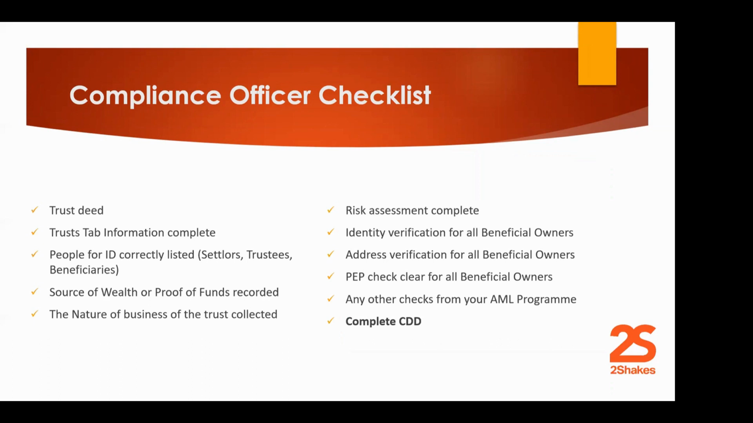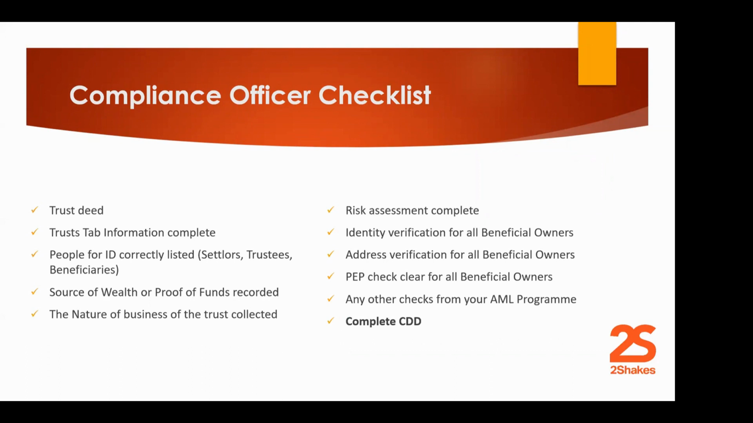You're going to have completed all of that additional trust information on the trust tab, depending on if it's a discretionary, fixed, or a charitable trust. You'll have ID verified the people that you need to verify. So you'll have worked out from the trust deed the settlors, trustees, and any beneficiaries on a fixed trust that might need to be ID verified. You'll have got your proof of funds or source of wealth. You've done your nature and purpose of the business relationship, and you've done your risk assessment.